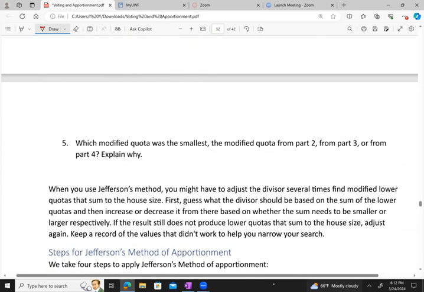Which modified quota was the smallest? The quota from part 2 or part 3? Part 3, because the divisor was largest.